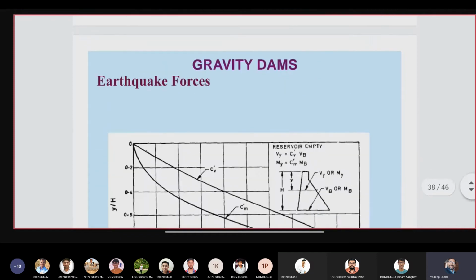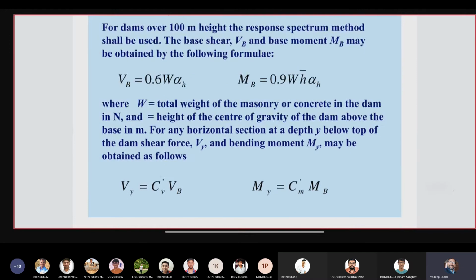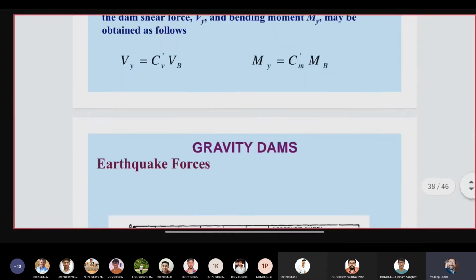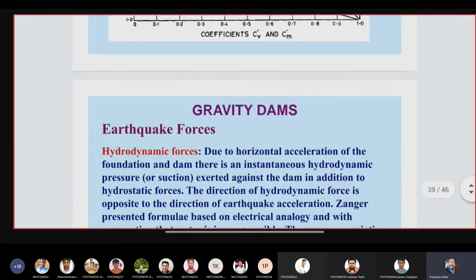Now, in the next slide, you look at any section: the shear is CV times VB, where VB is given on top, and likewise MY is CM times MD, where MD is given on top. So what are CM and CV? They can be calculated from this graph, which is there in the IS code, based on Y upon H on the Y axis. Y is the depth from the top and H is the total height of the dam, and the values of CM and CV can be taken from this chart. So it's very simple here.